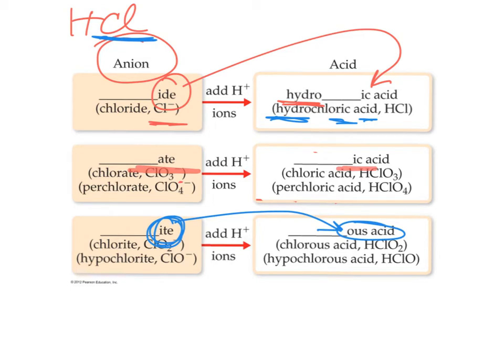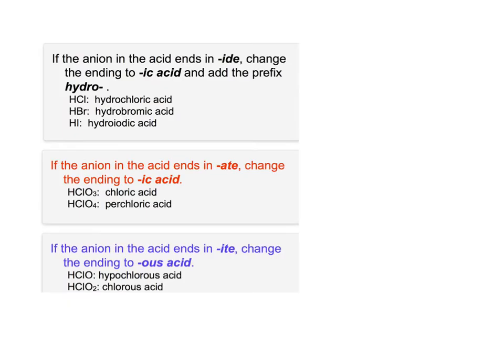Likewise, if you have chlorite, which is shown here, the chlorite becomes chlorous acid, as shown here. Hypochlorite becomes hypochlorous acid, shown here in this slide.